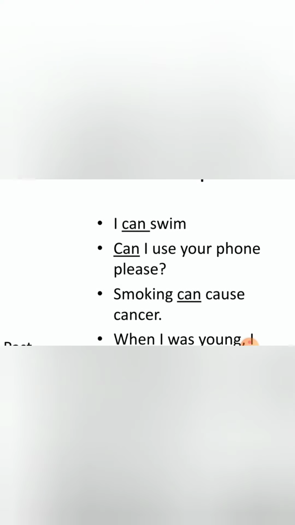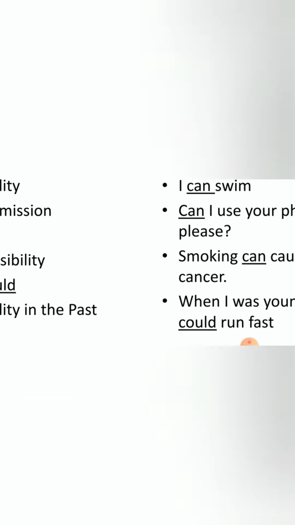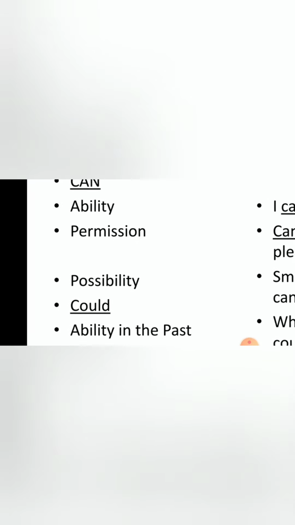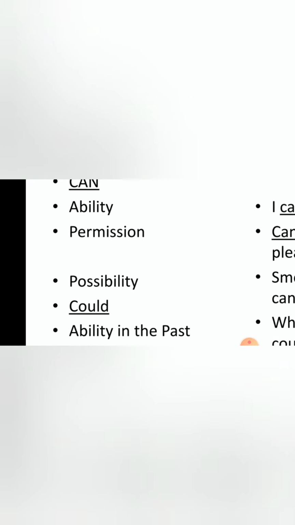When you get permission from some other person, we ask permission. We can use the modal verb can. Can I use? The next one is possibility. What is the meaning of the word possibility? A thing that may happen.